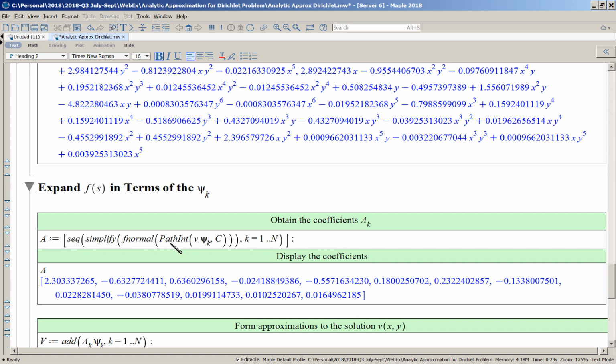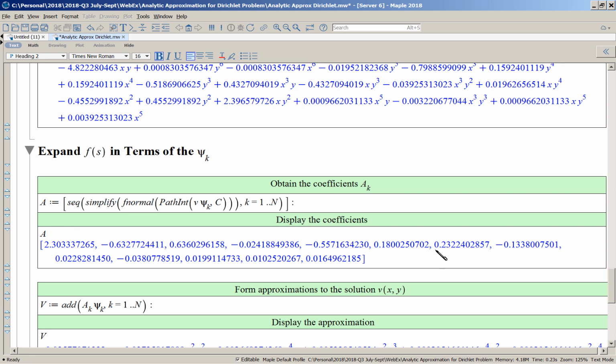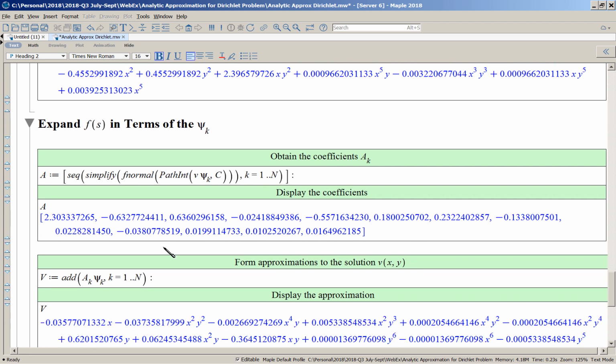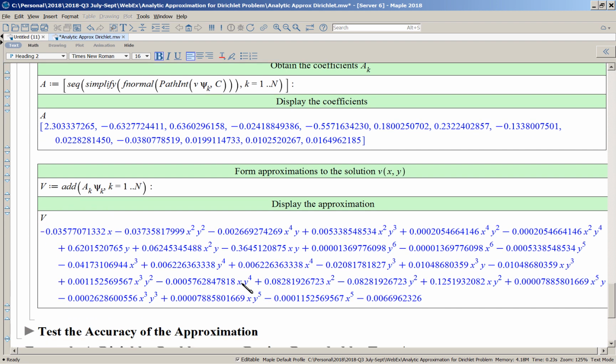So you get a list of coefficients. This is what they look like. They will be floating point numbers, and I don't think that any of them turned out to be 0. This is the approximating solution. It's the sum, using these coefficients, of these psi functions, and this is what it looks like if you write down that approximation.